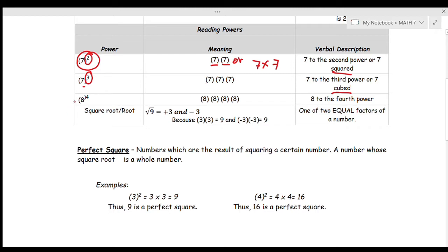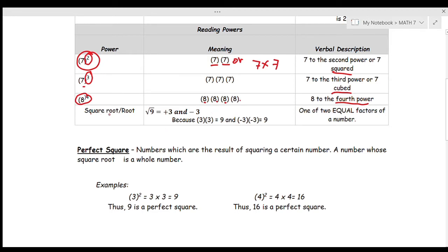And then we have this 8 raised to the fourth power, or 8 to the fourth power. This means that we need to multiply the base 8 by itself 4 times. So we have 8 times 8 times 8 times 8. Ano po? Now, we have this square root.